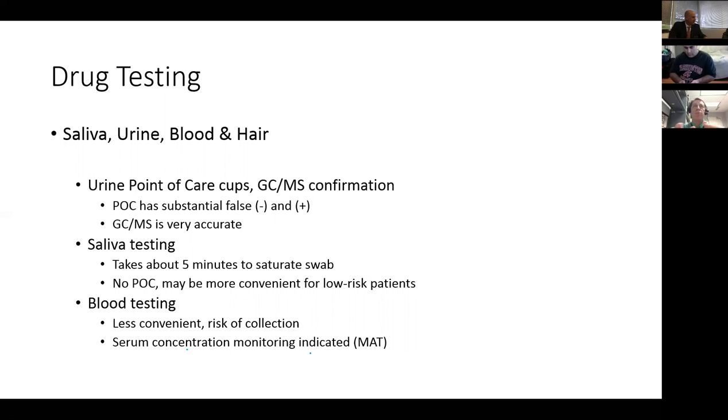They would do a simple test to make sure the drug was there. If it wasn't there, then they sent it off for confirmation so that we wouldn't falsely accuse patients of not taking their drug or diverting their drug. Here at the University of Iowa, we just send them all out for quantification rather than doing that first step.